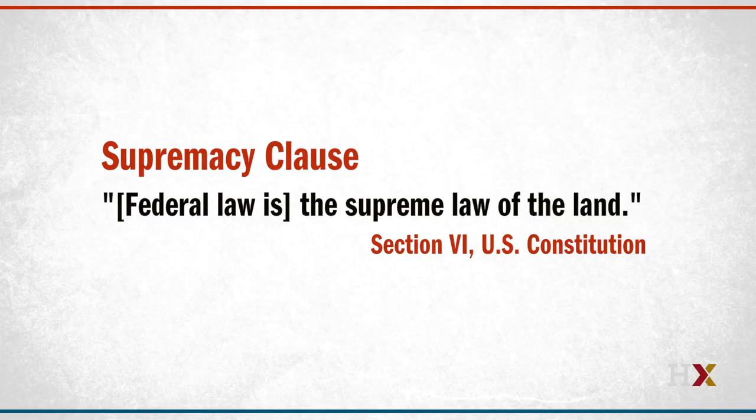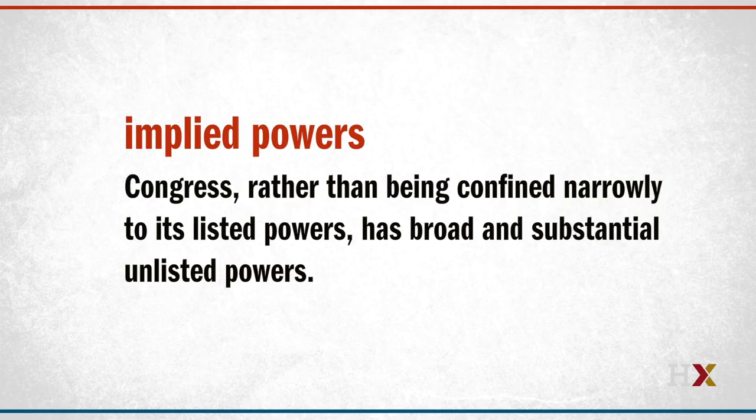Invoking the Constitution's Supremacy Clause, which says that federal law is the supreme law of the land, the court held that the federal government had the power to protect the bank from a state's effort to destroy it. The court's ruling in McCulloch v. Maryland established a vital precedent. It established the principle of implied powers, the notion that Congress, rather than being confined narrowly to its listed powers, has broad and substantial unlisted powers.